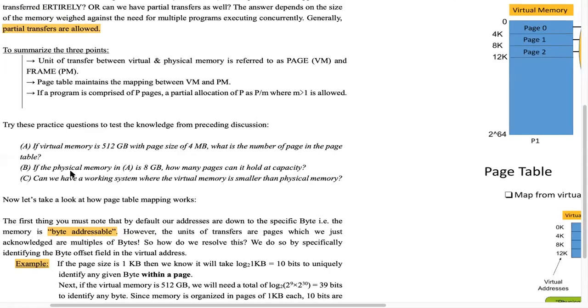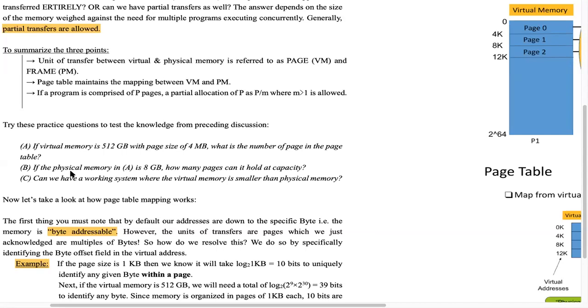Next question. If the physical memory is 8 GB, then how many pages can it hold at capacity? Or in other words, how many page frames can it hold? This time it would be 8 gigabytes divided by 4 MB, which is 2 raised to power 33 divided by 2 raised to power 22, which is 2 raised to power 11, which is 2K. So at max, your physical memory can hold 2K page frames.